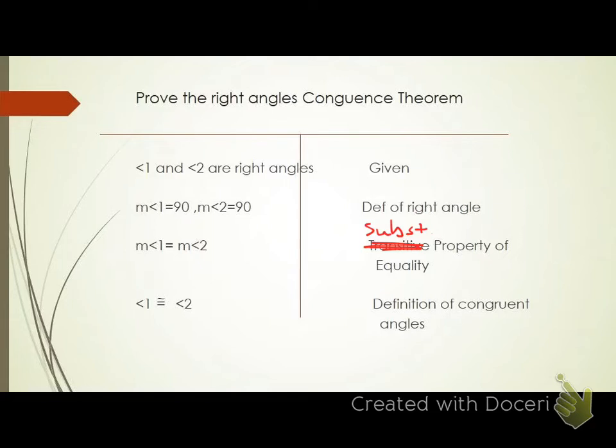And we would use the same if they were segments. The definition of congruent segments would make that jump for us also. So we can use this definition to make the jump from measures to figures being congruent, or from figures being congruent to measures being equal. That's how we make that leap between the two. Okay?